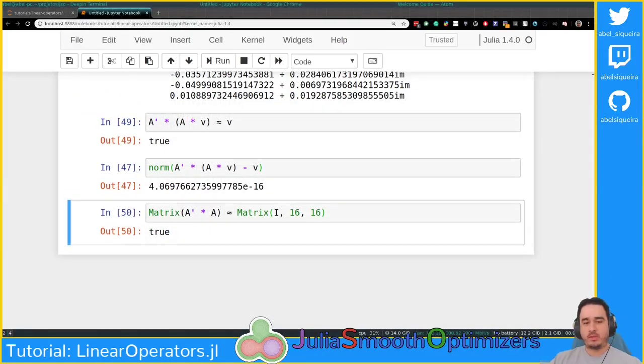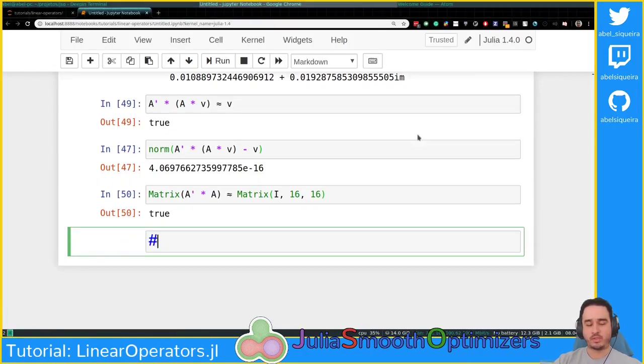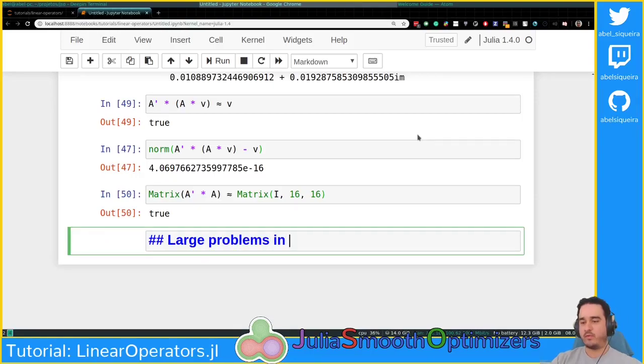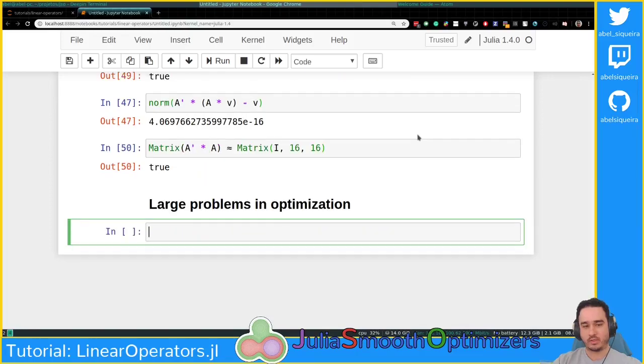So linear operators is the beginning of a lot of things, and one thing that is apparently strange is why do you have linear operators on these SmoothOptimizers organization? And the reason is that we are very concerned with large problems, and when dealing with large problems in optimization, we usually have, instead of having the Hessian of a function, the Hessian matrix, we usually have the product of that Hessian times a vector for large problems in optimization, for instance.